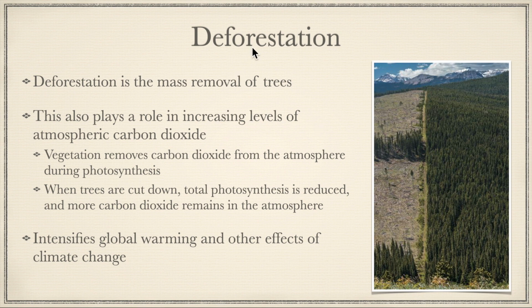Now, deforestation. So one of the things we kind of think about is, hey, plants take up carbon dioxide. Well, if we cut down the plants, then they're not there to do that. So deforestation is the mass removal of trees. So this is a forested area. This is a deforested area. This also plays a role in increasing levels of atmospheric carbon dioxide.